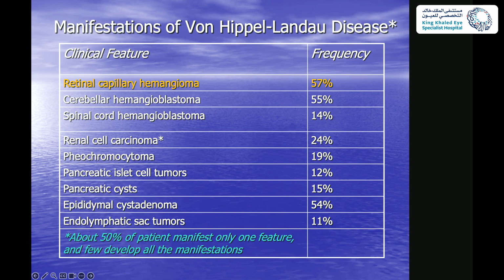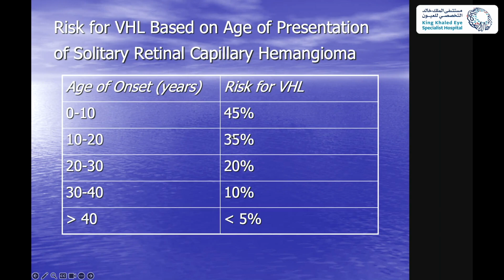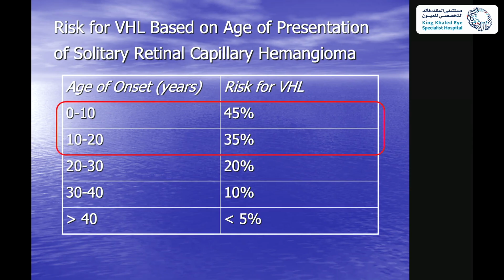So if you look at the manifestations and the frequency, you can see that the retinal capillary hemangioma ranges between 57% up to about 70%, depending on the report. And what's interesting is that renal cell carcinoma is the most common cause of death for the patient with von Hippel-Lindau. The risk for developing the solitary retinal capillary hemangioma is mostly clustered at the early ages, between 0 and 10 and 10 to 20, that account for almost 70 to 80% of the patients.